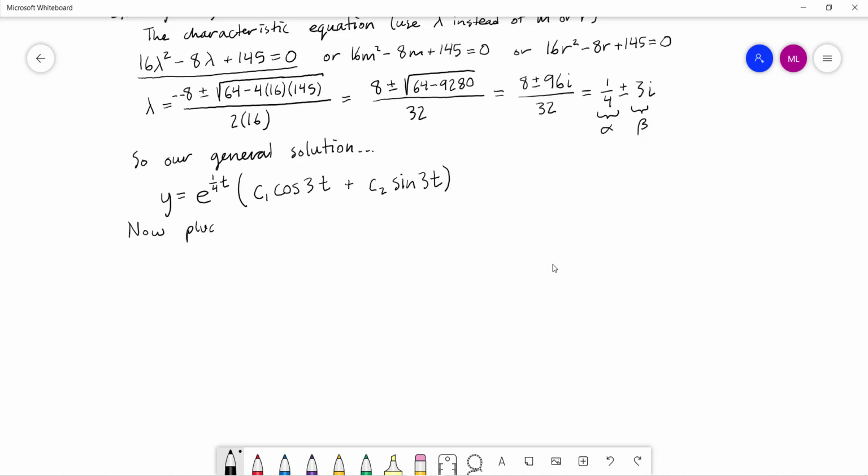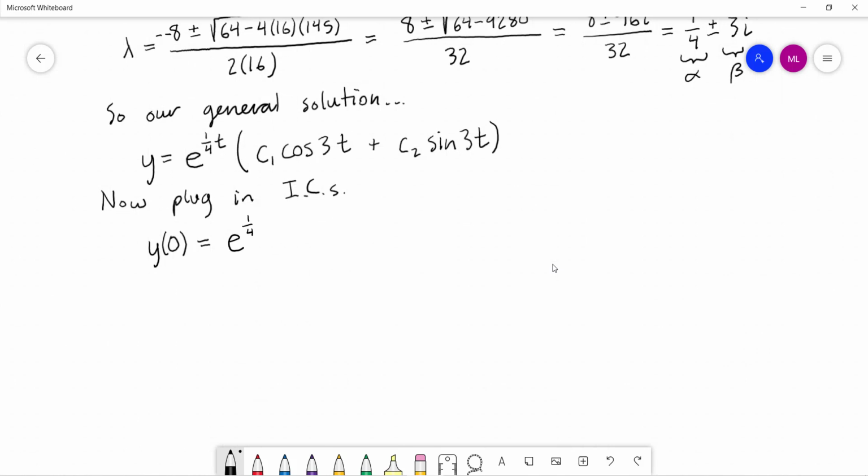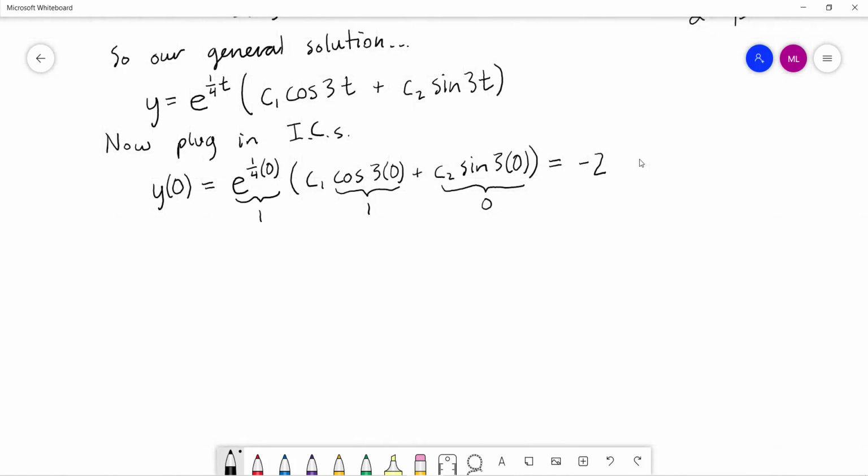So now plug in the initial conditions. One of them is that y of 0 is equal to, what did I say, -2. So what is y of 0? Well, that's going to be e to the 1/4 times 0 times c1 cosine of 3 times 0 plus c2 times the sine of 3 times 0. And that's supposed to be equal to -2. Well, the sine of 0 is 0, so this whole term is 0. This term, the cosine of 0 is 1, and e to the 0 is 1. So what I get is basically just c1 is all that survives: 1 times c1 plus 0. And so c1 must be equal to -2.